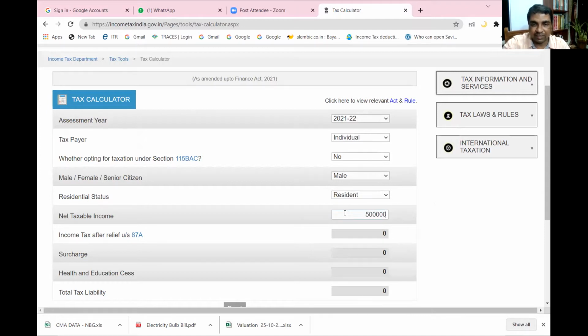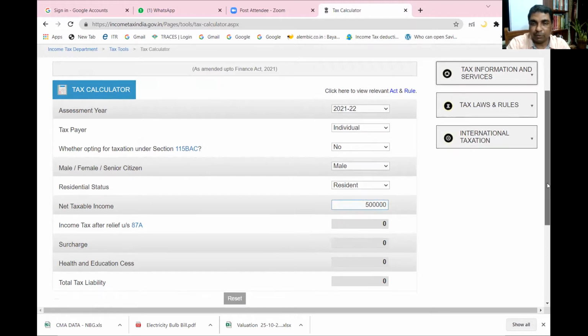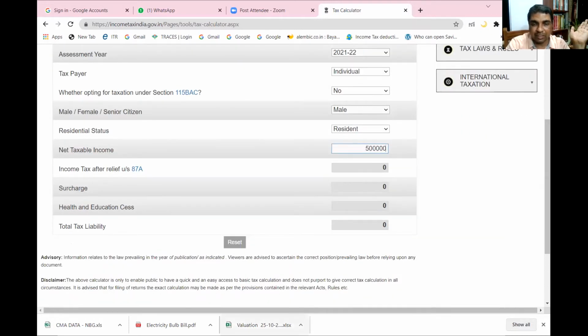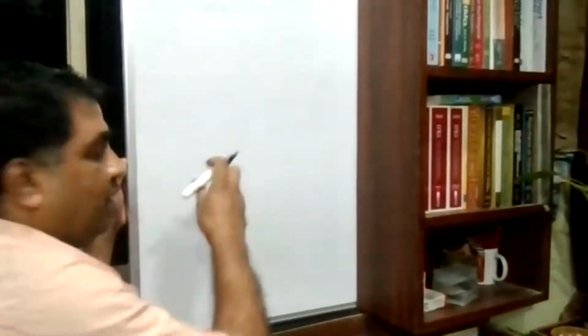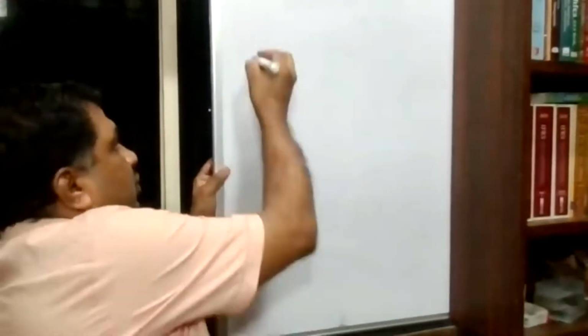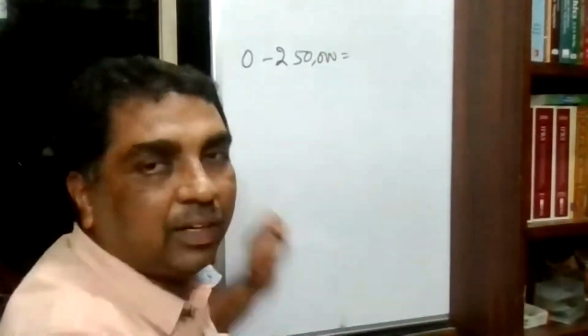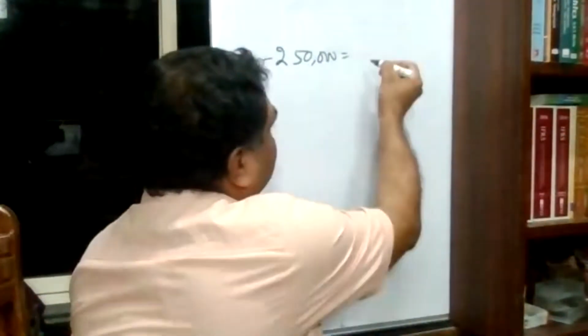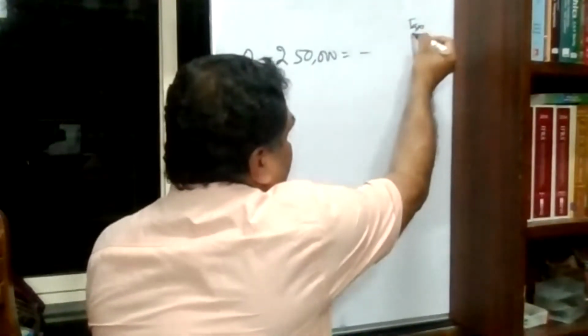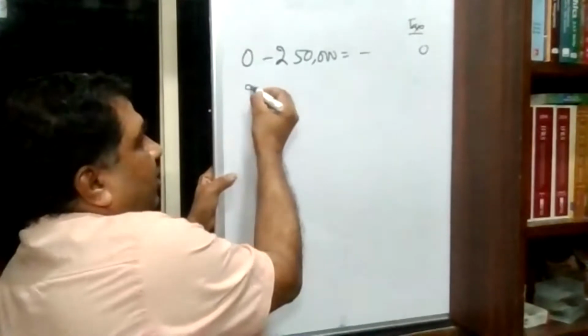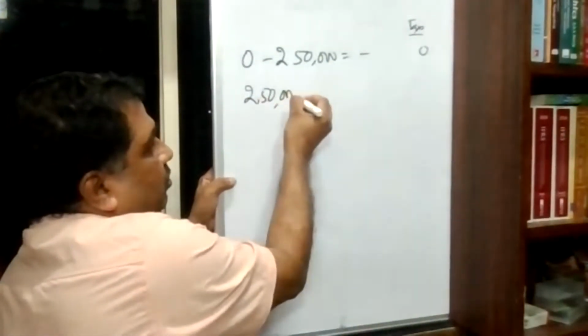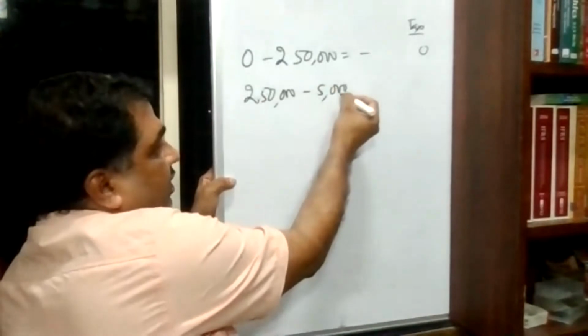Then what will be the tax? The tax amount will be nil. But normally, for 5 lakh, there should be a certain tax liability, should there not? How is the tax liability computed? So suppose someone's income is 5 lakh rupees. Up to 2,50,000, what is the rate? Nil. So tax is also nil. Now from 2,50,000 to 5 lakh.